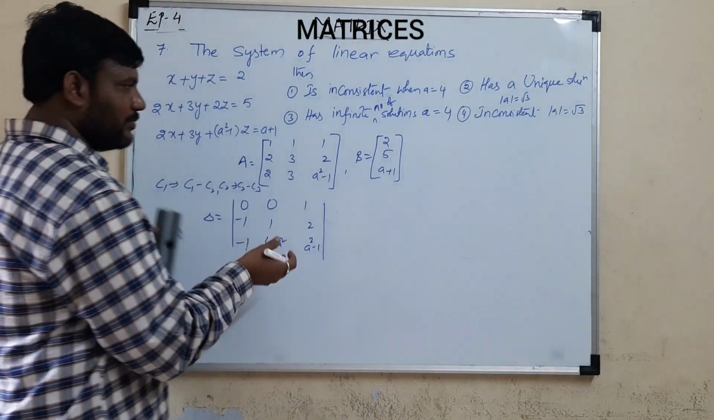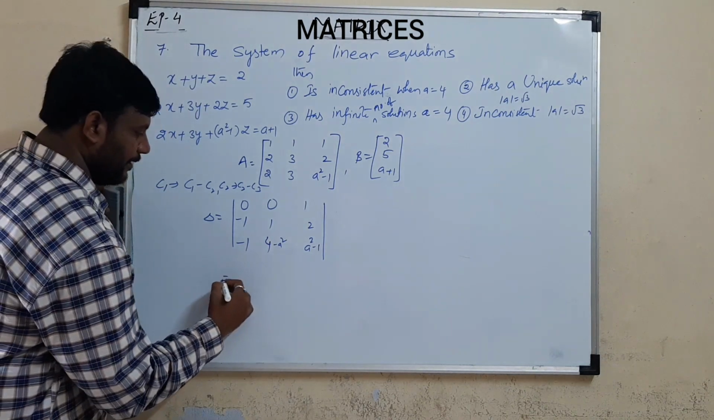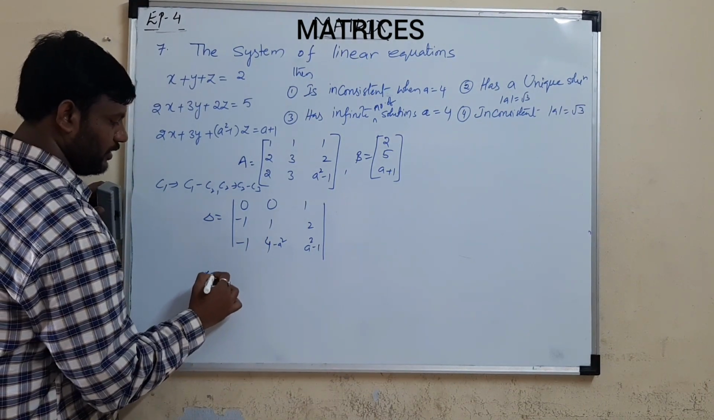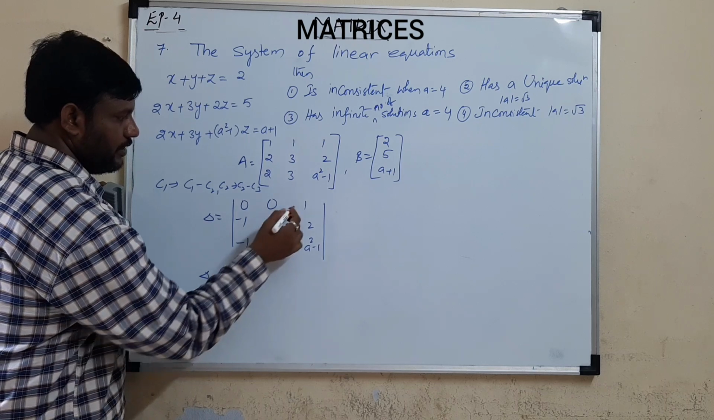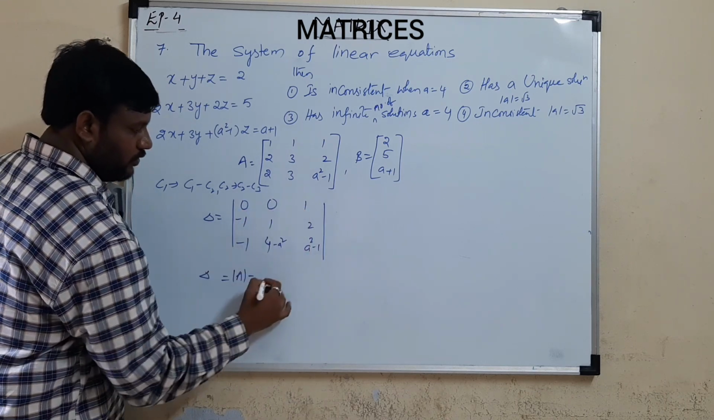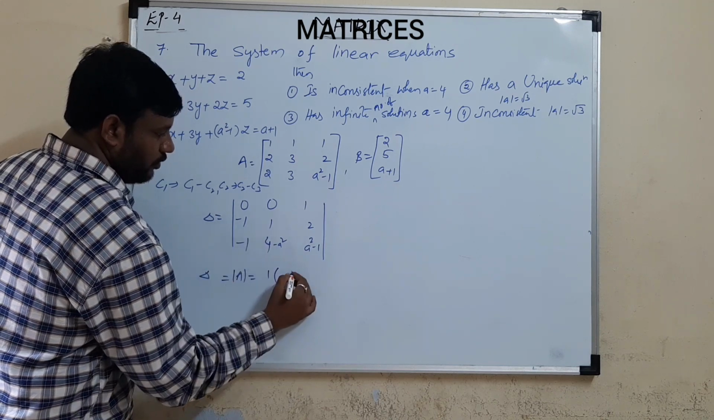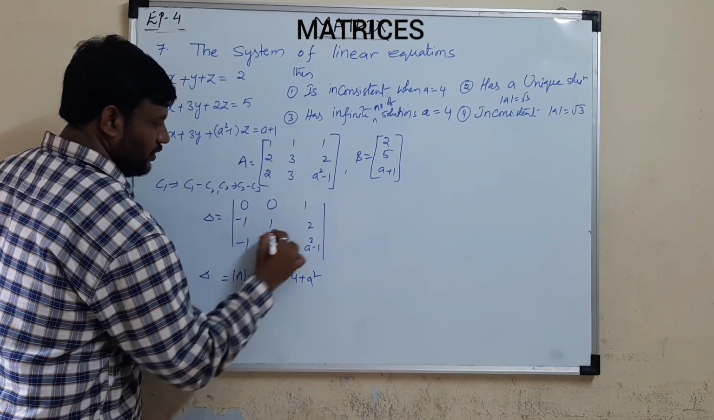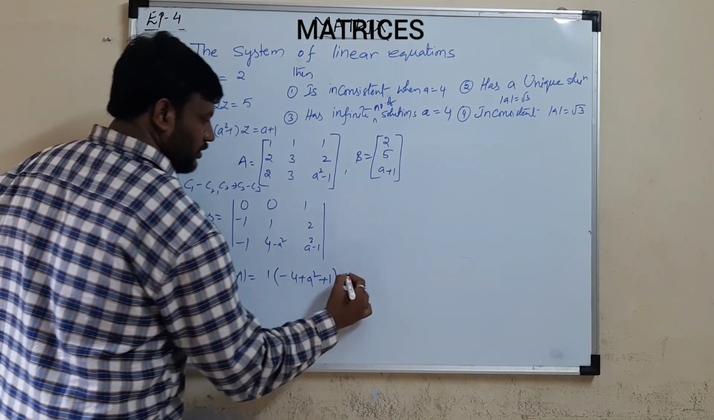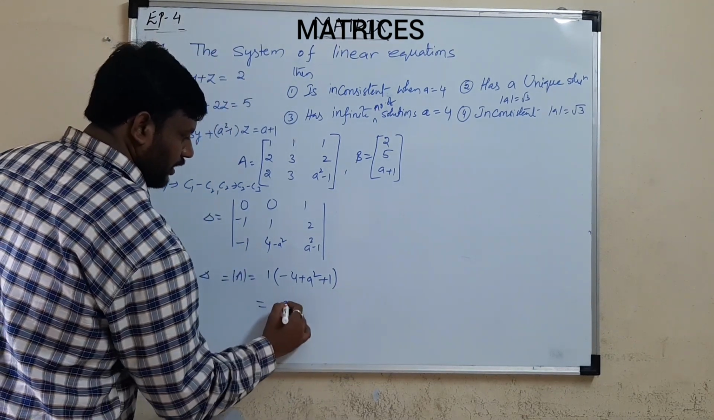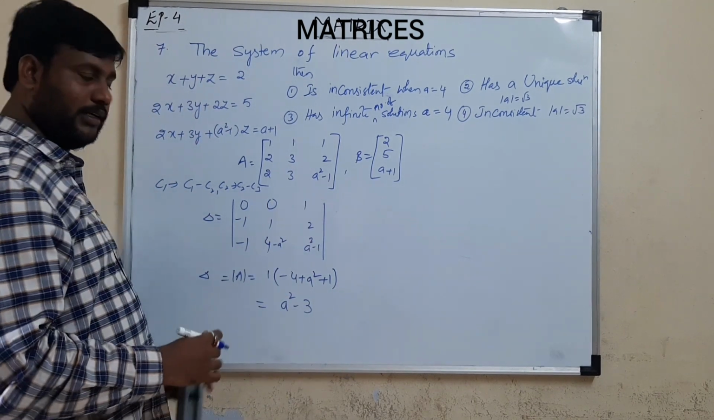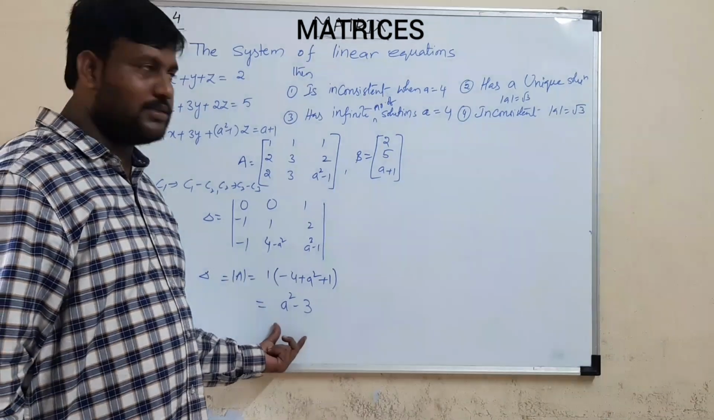So I want to do some simplification of the determinant for ease. Now I find delta. Here there are zeros, so I go for 1 into minus 1 into 4 minus a square, minus of minus plus 1. So how much do you get? A square minus 3 you get. Delta value you get is a square minus 3.